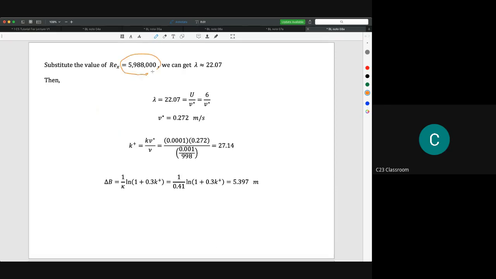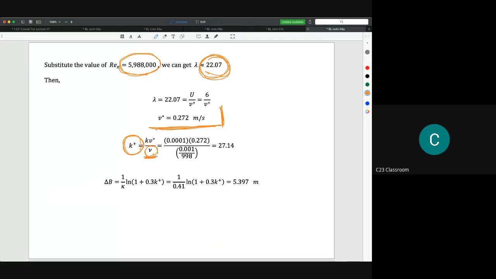For this value of Reynolds number, the lambda must be equal to 22.07. When you get this, you could calculate the value of V star, which is 0.272 meter per second. And then we can also calculate the value of K plus, because this is the equation.